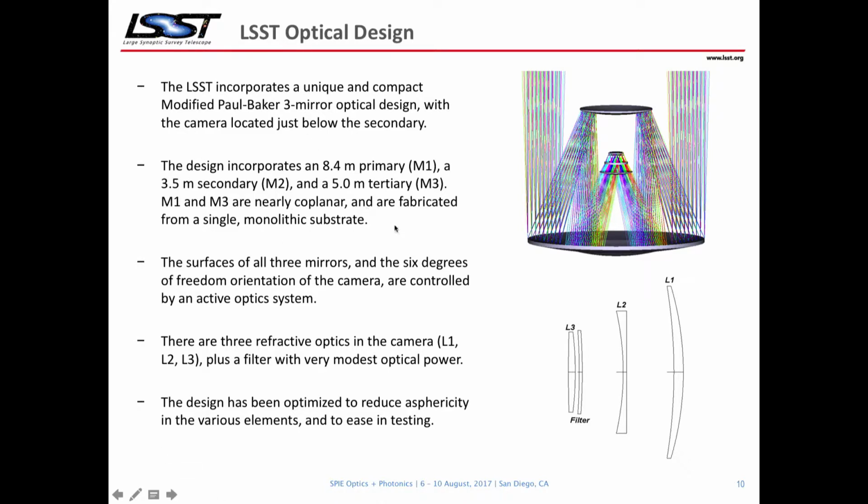So the design incorporates an 8.4 meter primary, we call M1, a 3.5 meter secondary, and a 5 meter tertiary, M3. So the tertiary on LSST is the size of Palomar, for those of you familiar with optical telescopes. Now, as you can see in this ray diagram, this is M1, and this other surface is M3, and they're nearly coplanar, which allowed us to consider making both of those optics out of the same monolithic substrate. That was a challenging thing to do. I'll show you a picture in a minute, but it greatly simplified the integration and the control of the facility later.